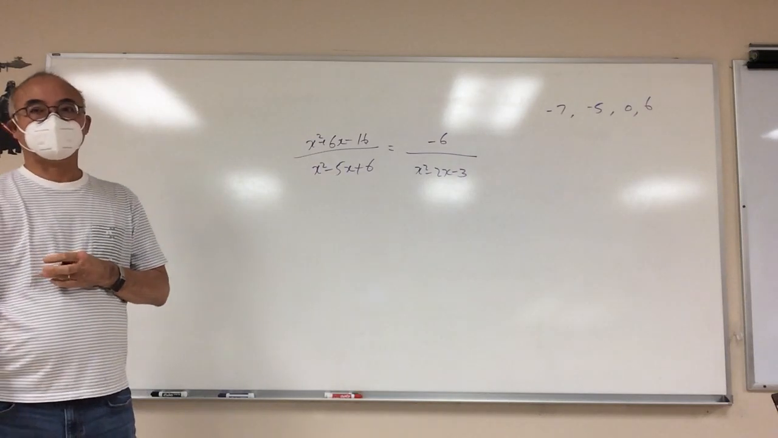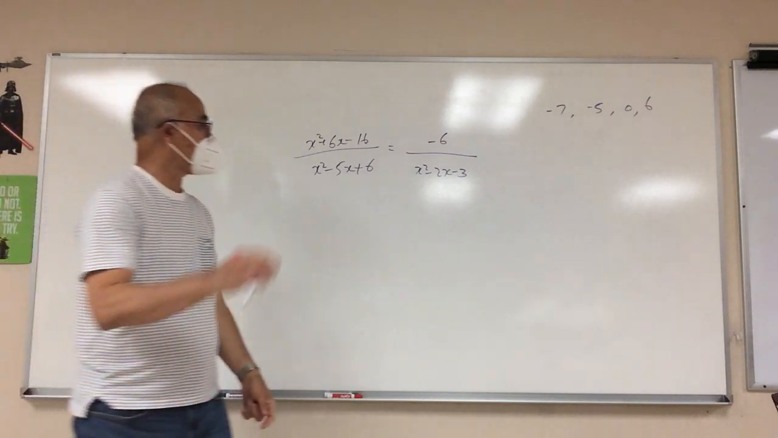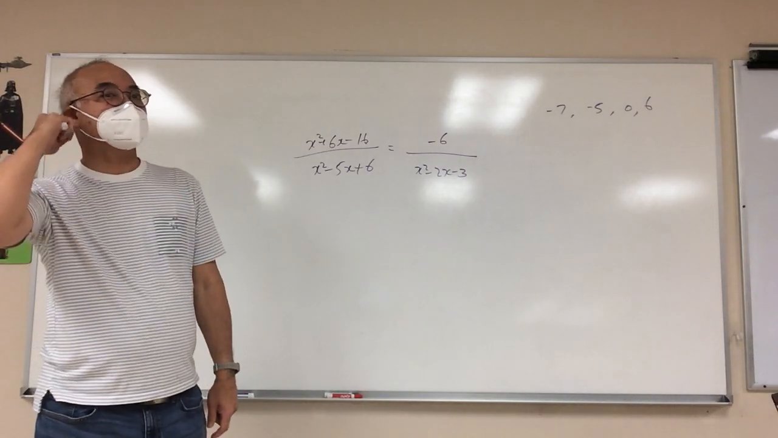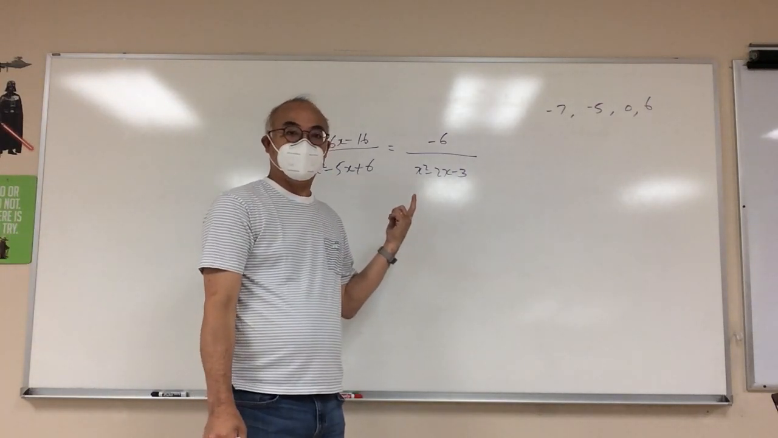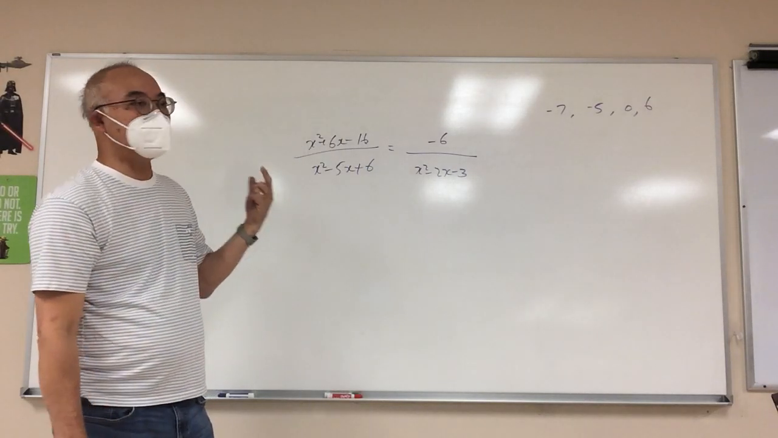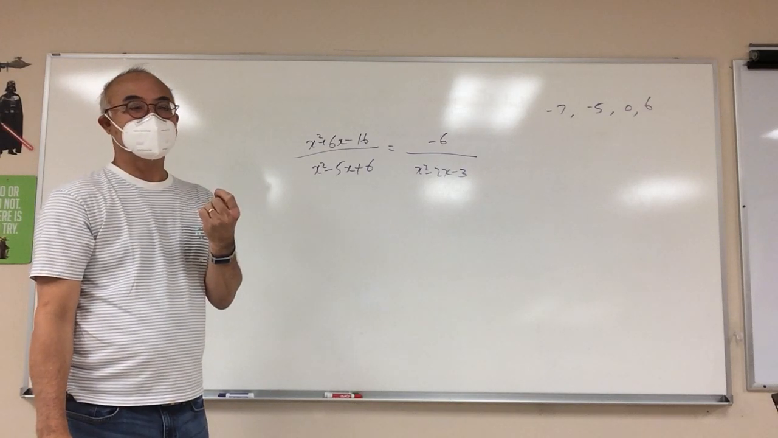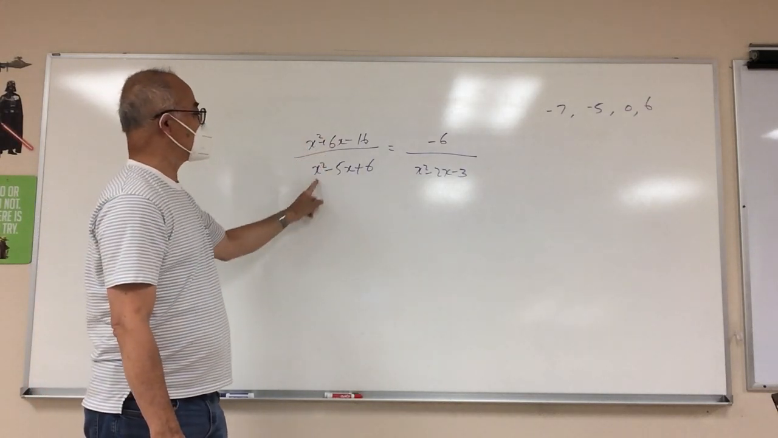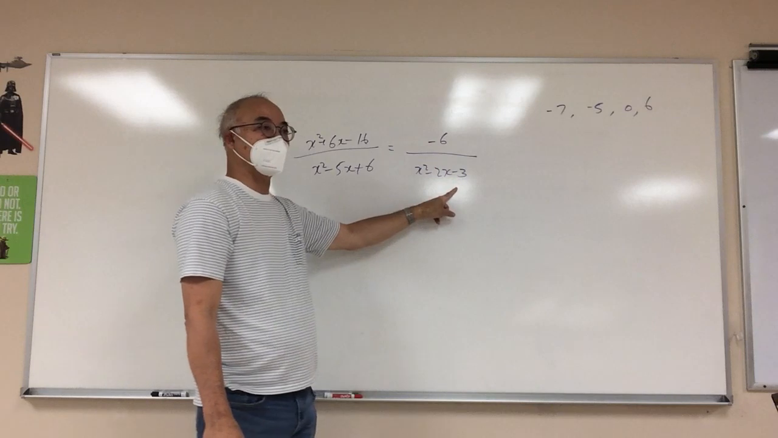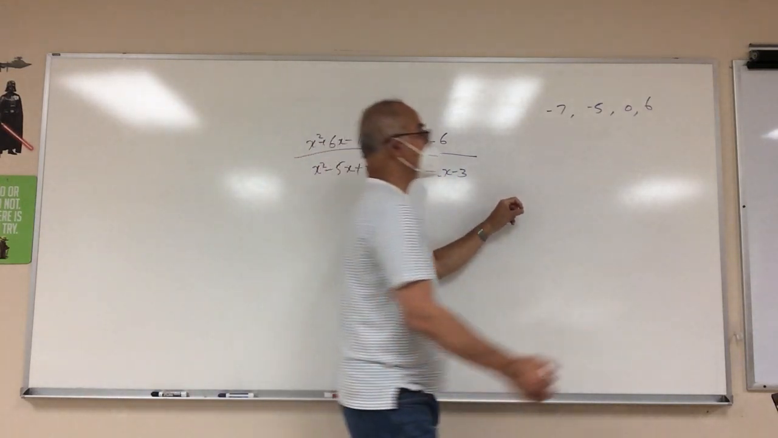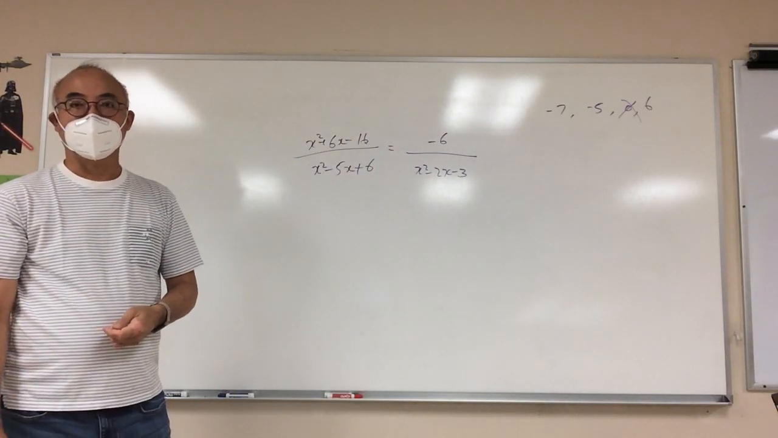Okay. What's the very first thing that I would do here? Or what's the first thing you would do? Factor the things. Okay, so if you actually wanted to solve it, you would have to factor it, right? But there's one number that I can test right off the bat in my head: 0. So I get negative 16 over 6, negative 6 over negative 3. That's not happening. So I can immediately get rid of that in my head.